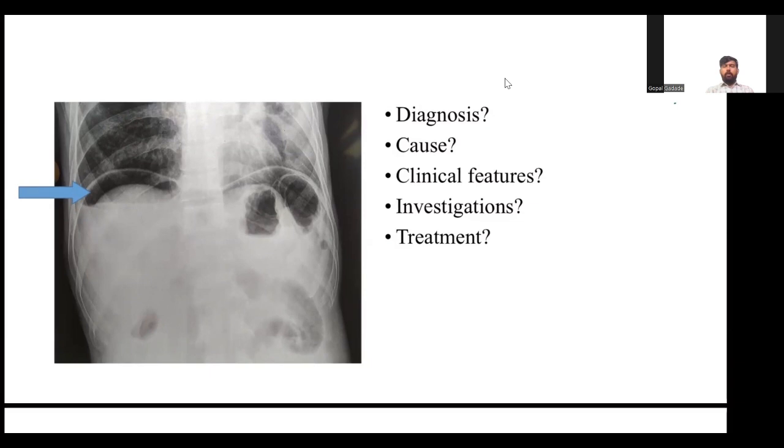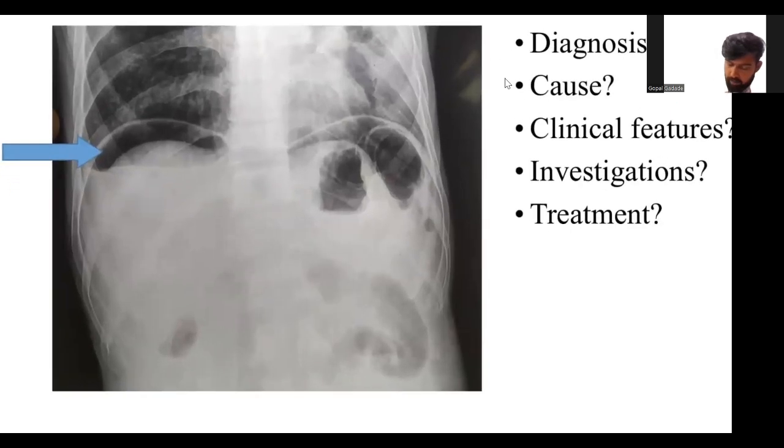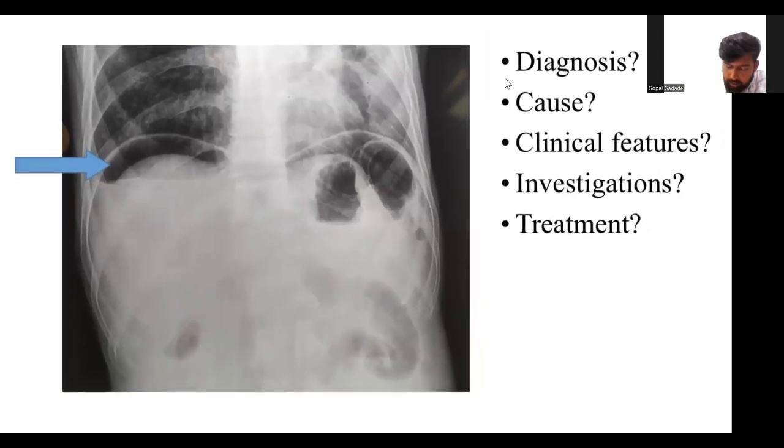So this is the short video regarding the X-rays which are kept in the final year examination. Just see this X-ray before going for an examination. This is the X-ray taken in standing position showing the right dome of diaphragm. This is the left dome of diaphragm, and the X-ray is showing air under the right dome of the diaphragm. So what is the diagnosis?